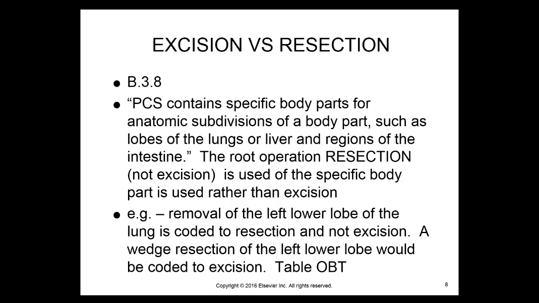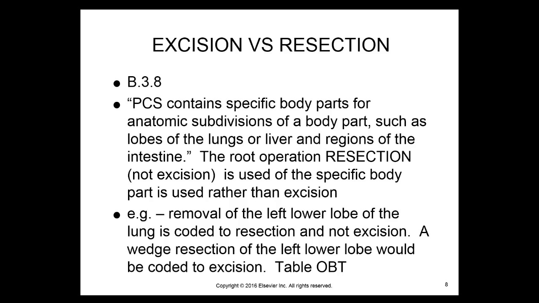Guideline B38 tells us that PCS contains specific body parts for anatomic subdivisions of a body part, and examples are the lobes of the lungs or the lobes of the liver or the regions of the intestines. If one of these subdivisions is completely removed, we use the root operation resection and not excision. So for instance, if a left lower lobe is removed, then we would code to the root operation of resection and not excision, because that lobe is an anatomic subdivision within PCS.